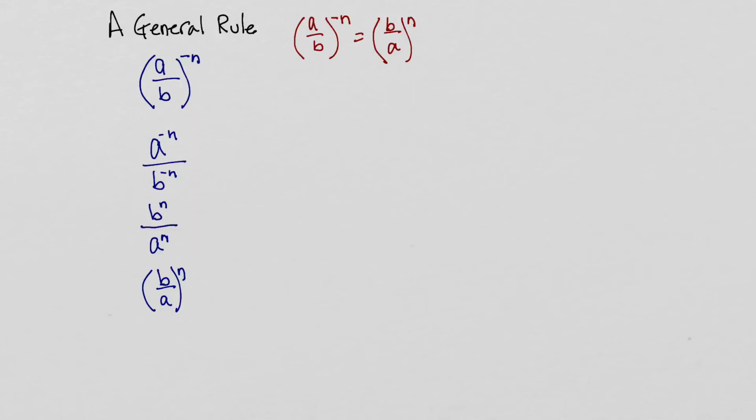And our proof is right here. And here's a quick example. Suppose that we have, say, x over y to the negative 3. We can write this as y over x to the positive 3.